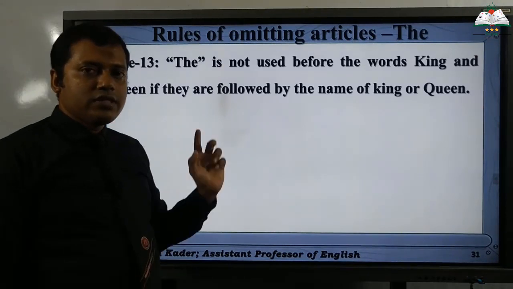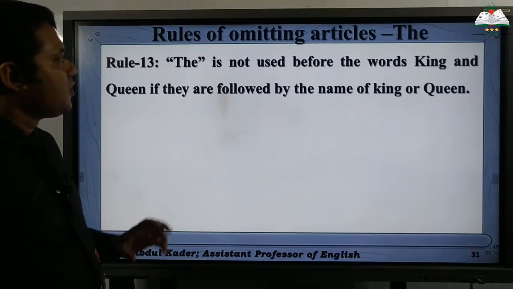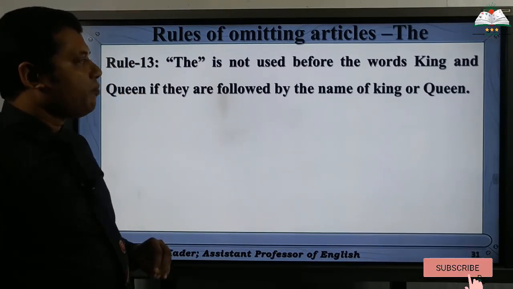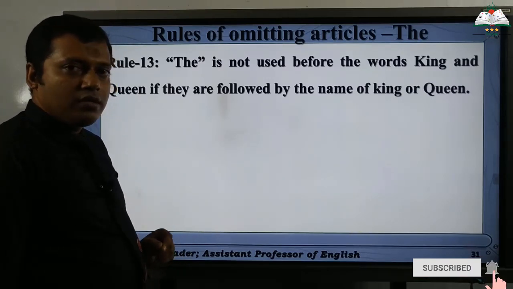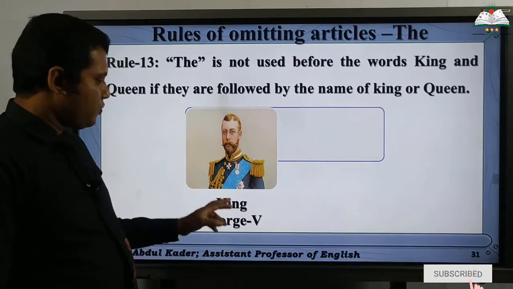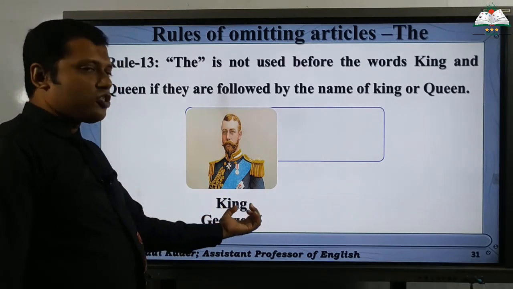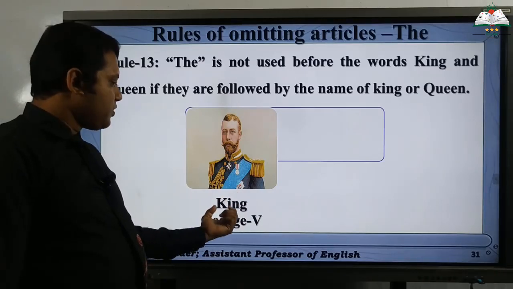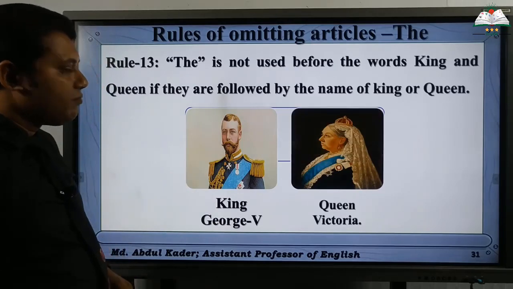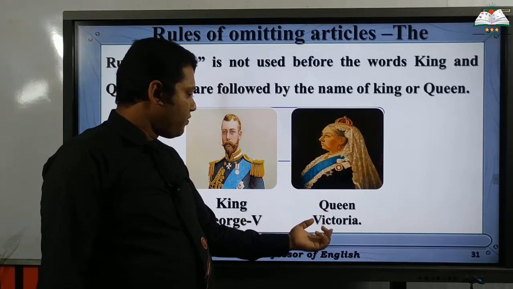Now dear student, this is rule number 13, and rule number 13 says the is not used before the words king and queen if they are followed by the name of the king or queen. Let me explain with an example. See here, King George V. So king is the rank, and George V is the name. So whenever king or queen is followed by any name, in that case you need not use the. See here, Queen Victoria. Victoria is the name.